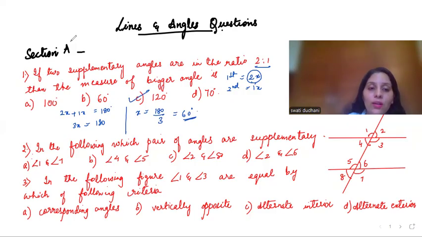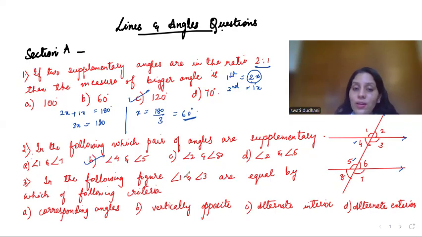In the following, which pair of angles are supplementary? Now this is the figure and we are given that these two lines are parallel. This is the transversal. Which two angles are supplementary? That means the sum of the two angles is 180. So 1 and 7, we can see that they are alternate exterior angles which are not supplementary. They are equal. 4 and 5. Now 4 and 5 are co-interior angles which are always supplementary. So option B. Third one.